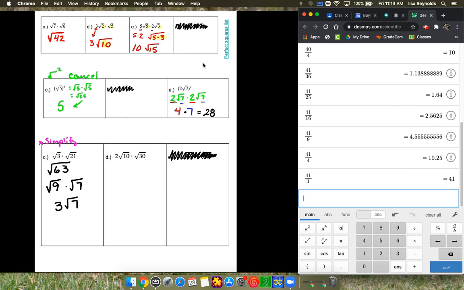In the next one, we're going to do 2. We have the square root of 10 times 3, which is 300. And then we need to simplify. The perfect square that goes into 300 is 100. It goes into it 3 times. So this is 2. The square root of 100 is 10. We keep the square root of 3. And 2 times 10 is 20. And we keep the square root of 3. So we multiply, and then we have to simplify.